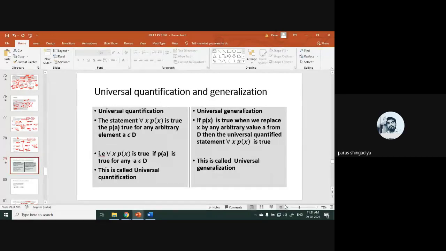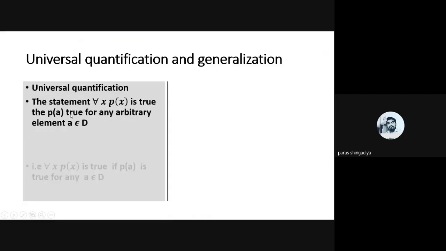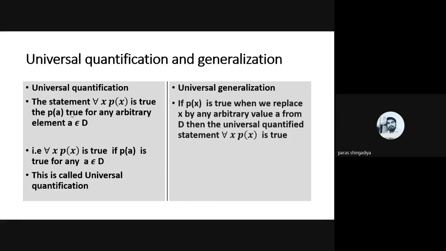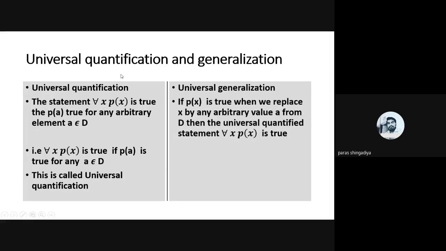Before that, there are two definitions. One is universal quantification, and the second is the universal generalization result. That is based on the definition of the universal quantifier. These are separate definitions given in the syllabus, only definitions, and no counterexamples are given. So, universal quantification and generalization definitions.